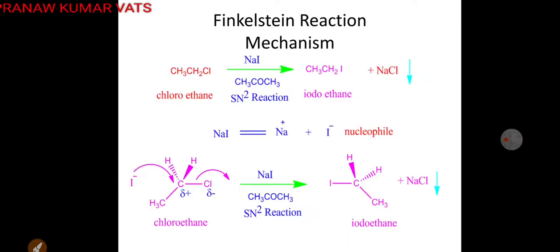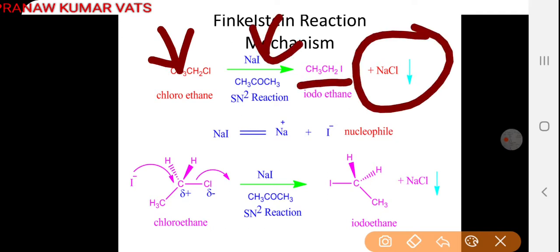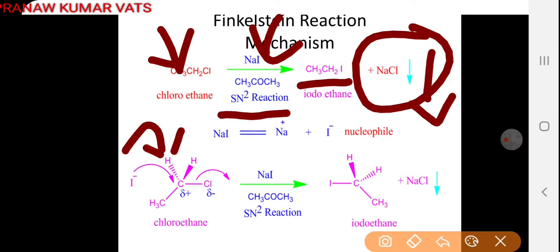Now see the mechanism of this reaction. We are treating ethyl chloride with NaI in the presence of acetone. This is our ethyl chloride, you can see here. This one is NaI, resulting in formation of iodoethane and NaCl. This downward arrow indicates that it is coming out of the solution as a precipitate, an insoluble component, and this follows the SN2 pathway. SN2 pathway means I minus is attacking from the backward direction and resulting in formation of iodoethane with inversion of configuration.